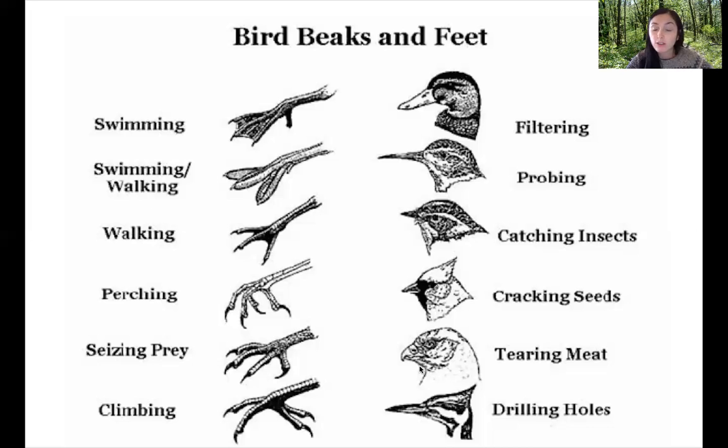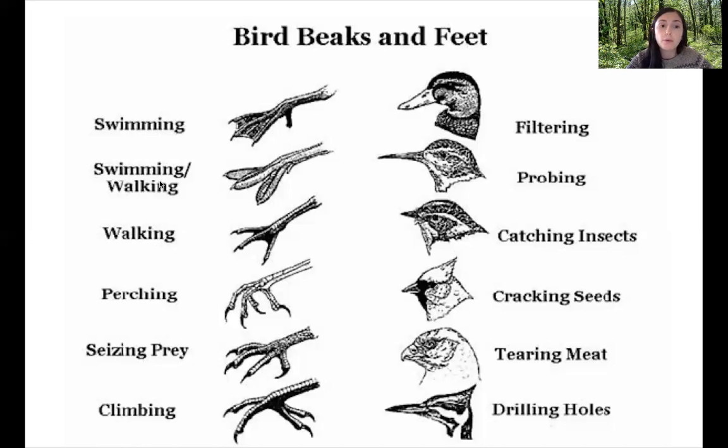Tearing meat. So some birds eat meat. Look at how the shape of their beak, it's sharp at the end. This allows them to tear meat. So hawks, eagles, vultures, they're all birds that eat meat. And then drilling holes like a woodpecker. So this woodpecker has a long beak, but it's also thick, because that's how they are allowed to peck into holes. Because if they had a really thin beak like this one right here, it'd probably break, but this thick, long one allows them to drill into holes, and that's how they get their food. They get their food from the insects that are in the trees.